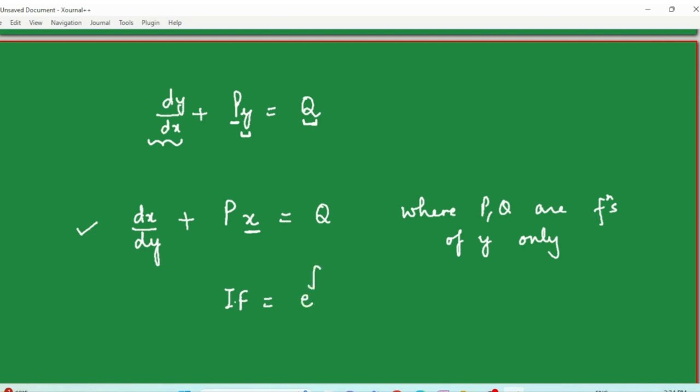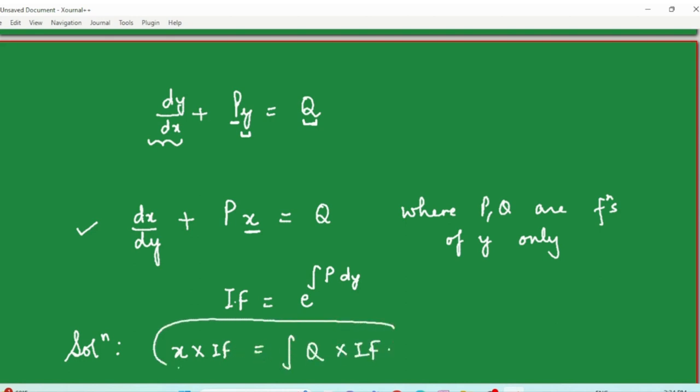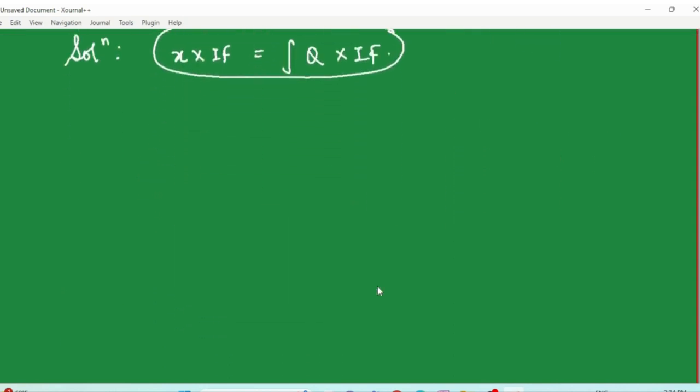You will find out the integrating factor. It will be e to the power integral of p dy this time, because y is playing the role of the independent variable, and your solution will be given by x, which happens to be the dependent variable, into integrating factor is equal to the integral of the right hand side, which is q, into the integrating factor, dy. So the roles of x and y are going to get reversed if it's linear in x and y instead of y and x. So let me illustrate that through one example.